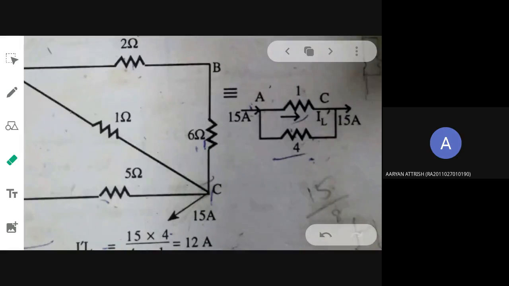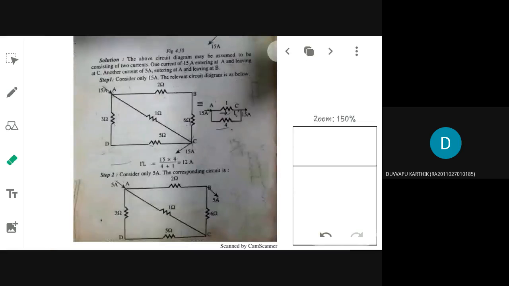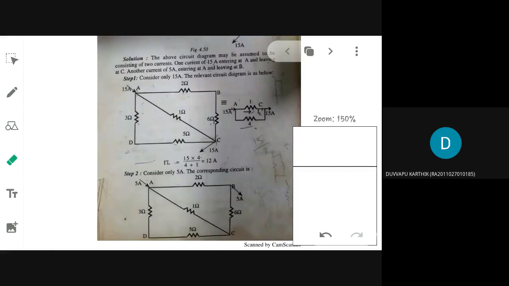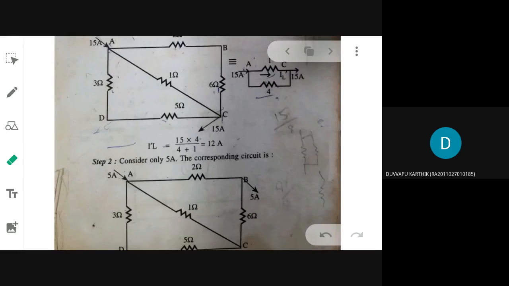Yes, ma'am. Okay. Now for the second case, what current alone do you need to consider? 5 amperes. Okay, in the second circuit, the 5 ampere source alone is considered here, and it is leaving over here. While the current source here is considered open, so it is neglected.